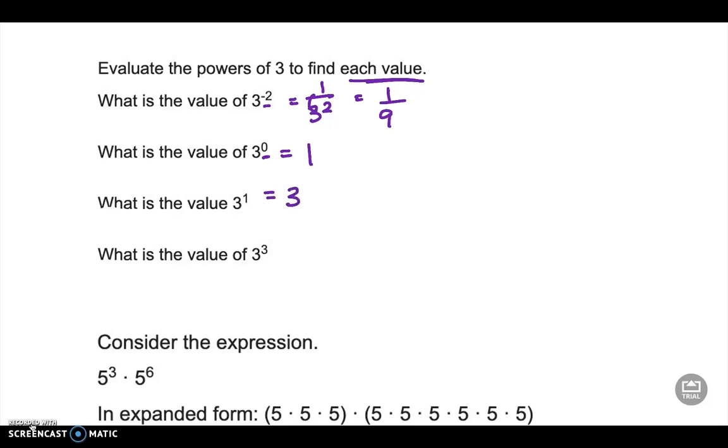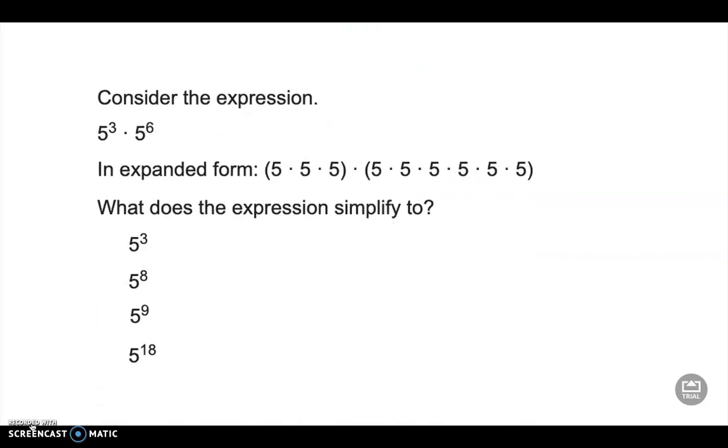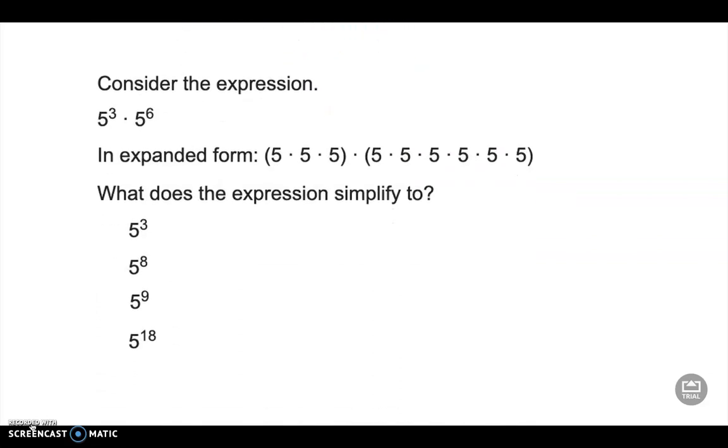And the value of 3 to the 3rd power is equal to 3 times 3 times 3, so that is equal to 27. So when we're finding the value, we're not just rewriting it, we're actually finding the value. So consider this expression, 5 to the 3rd times 5 to the 6th.